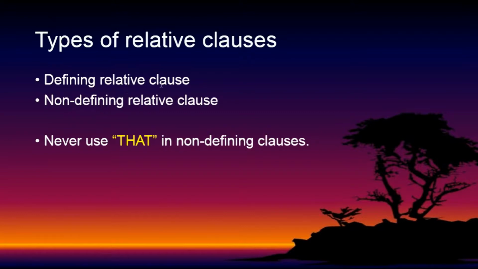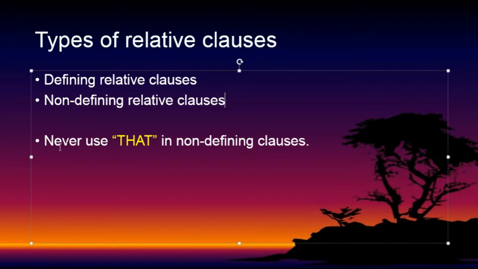They're either defining relative clauses or non-defining relative clauses. Defining relative clauses are relative clauses that define the noun. They are necessary to define the noun, or for others to recognize the noun. Without them, the sentence is not correct and doesn't make much sense. It is confusing to the listener.